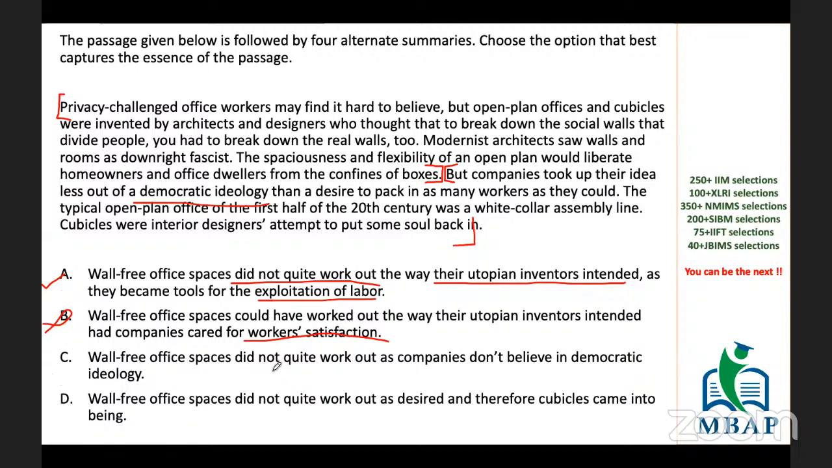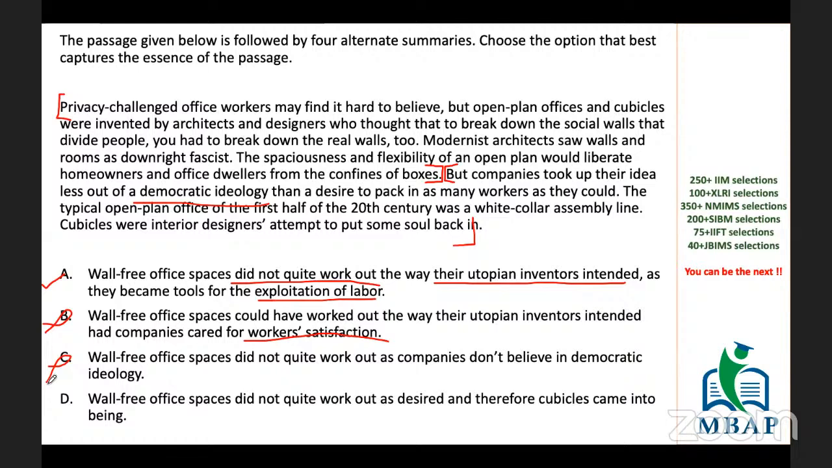Wall-free office space did not quite work out as companies don't believe in democratic ideology. Okay, this is again missing a point, what was the intention behind having such an idea. So here, this part is missing, only this is given. So half of the passage is again missing here. So this cannot be my summary.